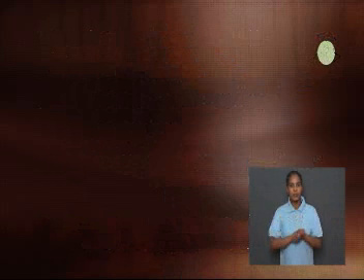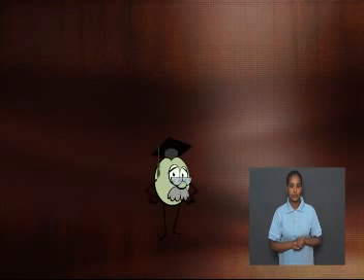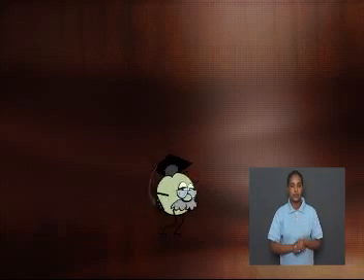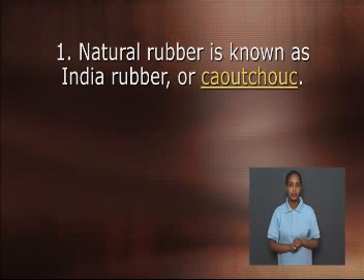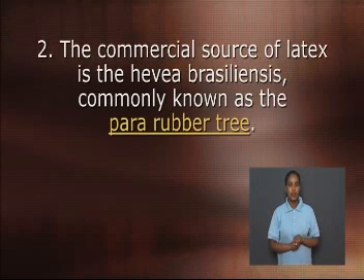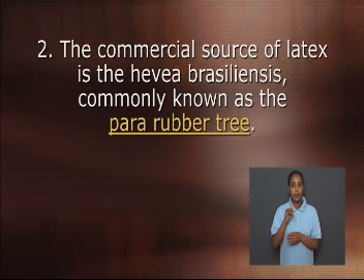Time's up! Let's get back to our lesson. Welcome back, students. Let us review the answers together. Natural rubber is known as India rubber or caoutchouc. The commercial source of latex is the Hevea brasiliensis, commonly known as the para rubber tree.